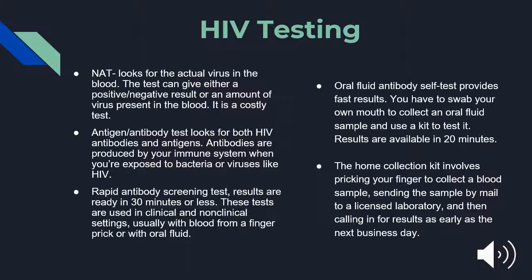With the rapid antibody screening test, the results are ready within 30 minutes or less. These tests are used in a clinical or non-clinical setting, so you can use it at home by simply pricking your finger or taking an oral swab of your mouth. The oral fluid antibody test you can do right at home. You can swab your mouth, and the results are ready within 20 minutes. The home collection kit involves pricking your finger and mailing a sample to a laboratory and getting the results the next business day.